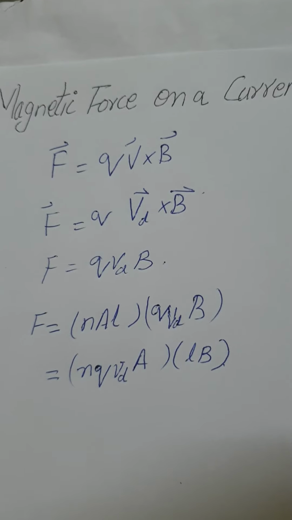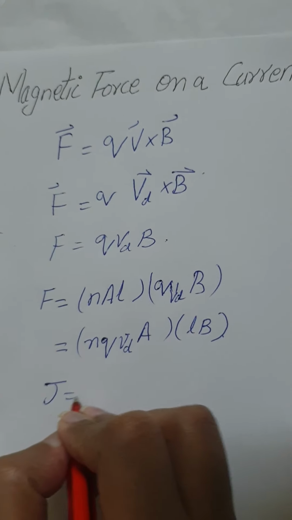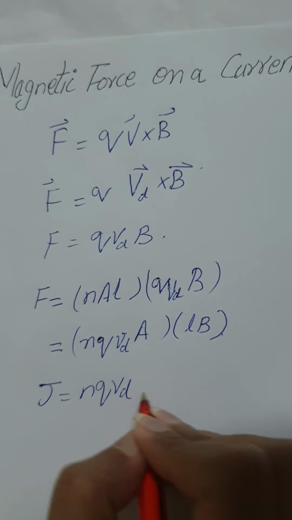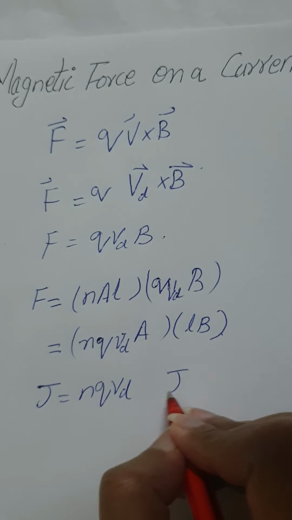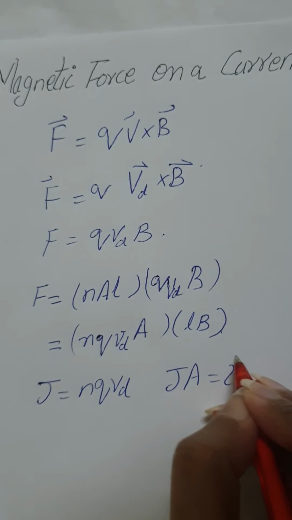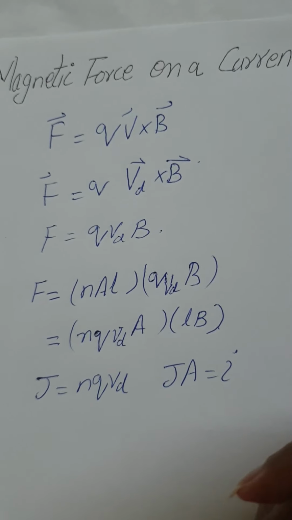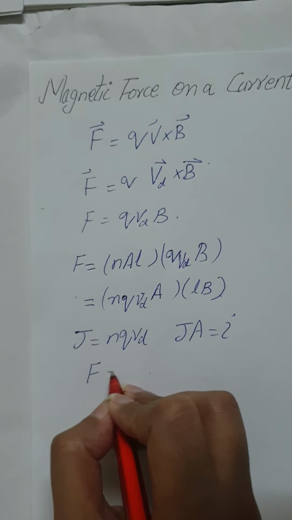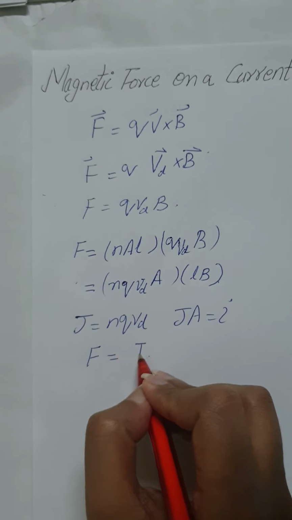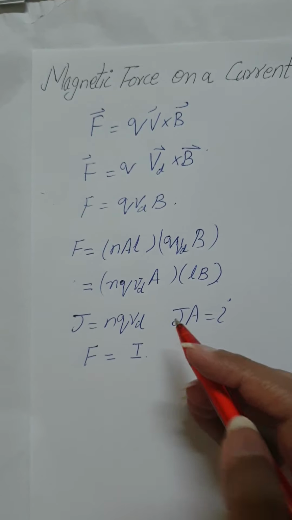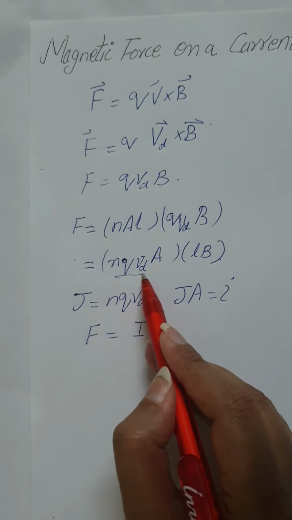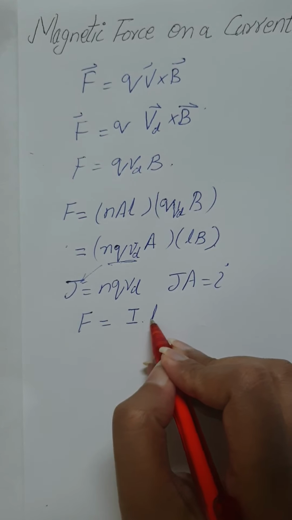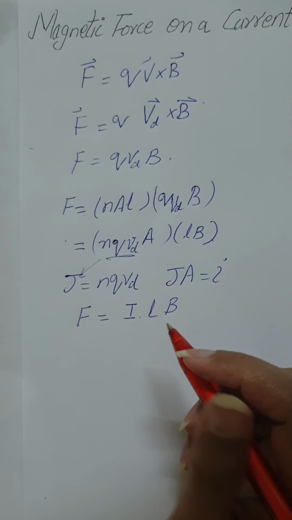So we know the current density is equal to n q v_d, and the product of current density and area is equal to the total current. So this equation can be modified into force F equal to I L B. This becomes F equal to I L B.